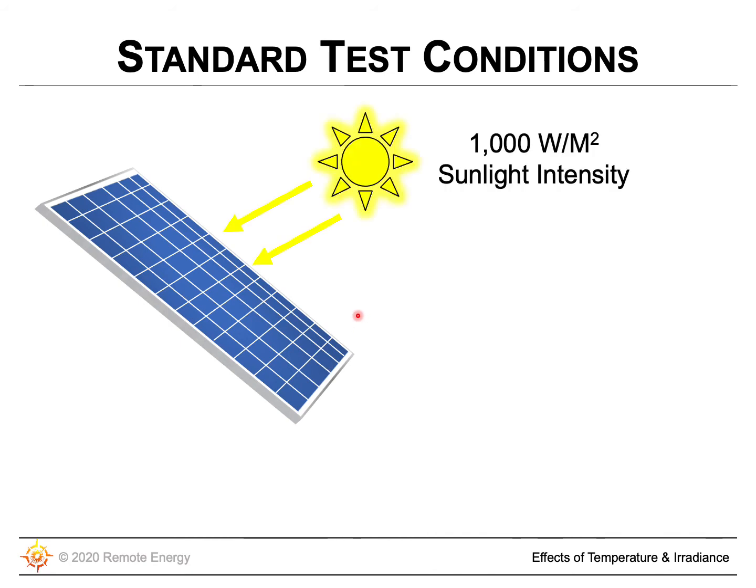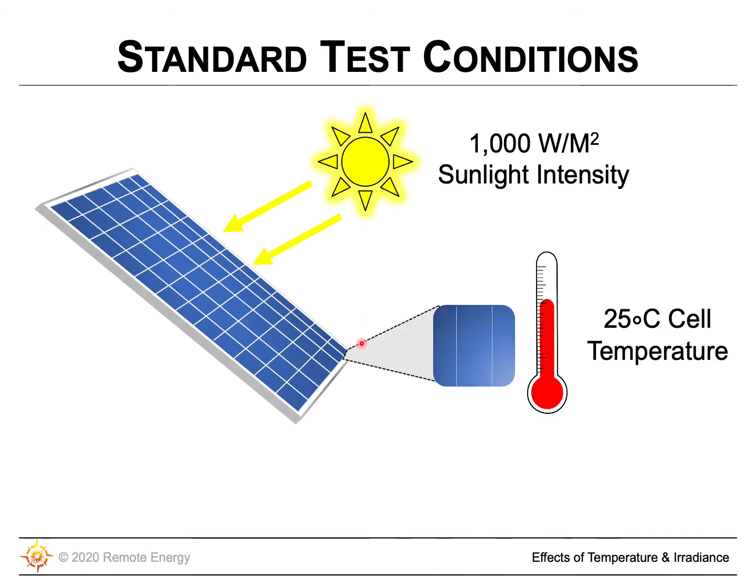First, they have to fix the sunlight intensity, because if it's a bright sunny day, the modules are going to produce more current and they're going to produce more power. And so every manufacturer has to test to the same sunlight intensity. They fix it at 1,000 watts per meter squared. So that means 1,000 watts of sunlight intensity on a square meter. This would be like a bright sunny day almost anywhere in the world.